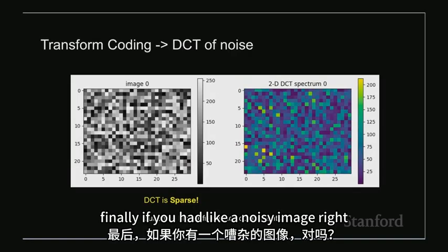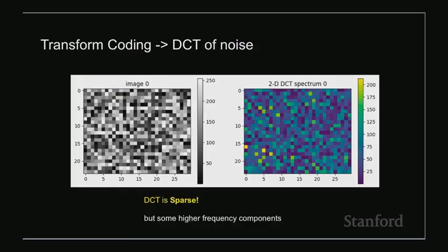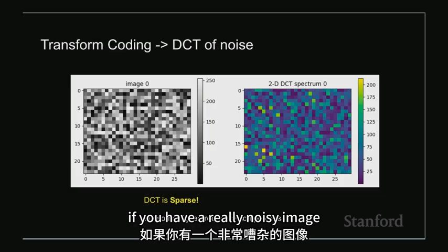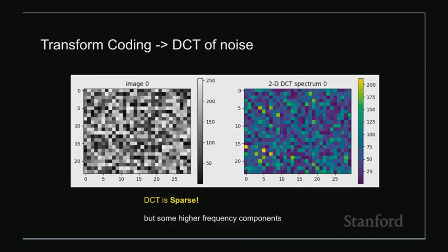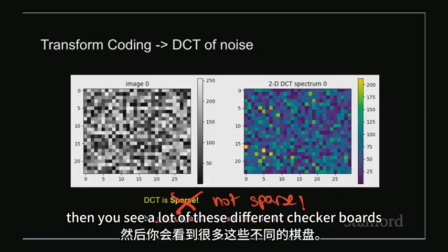Finally, if you had a noisy image, this is an image which you probably don't expect to see in nature. It's basically just noise. If you have a really noisy image, then, sorry, this shouldn't say sparse. DCT is not sparse. Now if you have noise, you see a lot of these different checkerboards.